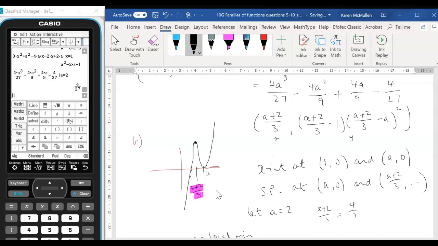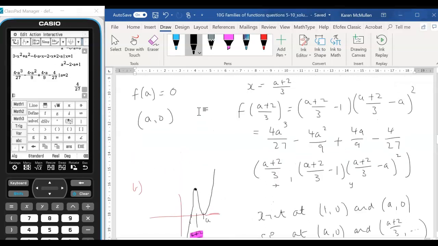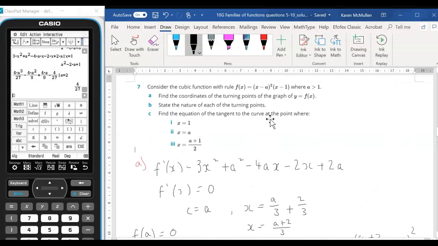So if I know it's between 1 and a and it's a positive cubic, it's got to look like that. It doesn't matter what your value of a is, it's just going to change the graph slightly, but you're always going to have a repeated factor at a and a turning point at a plus 2 on 3, which is between 1 and a. All right, so a bit tricky, that one.